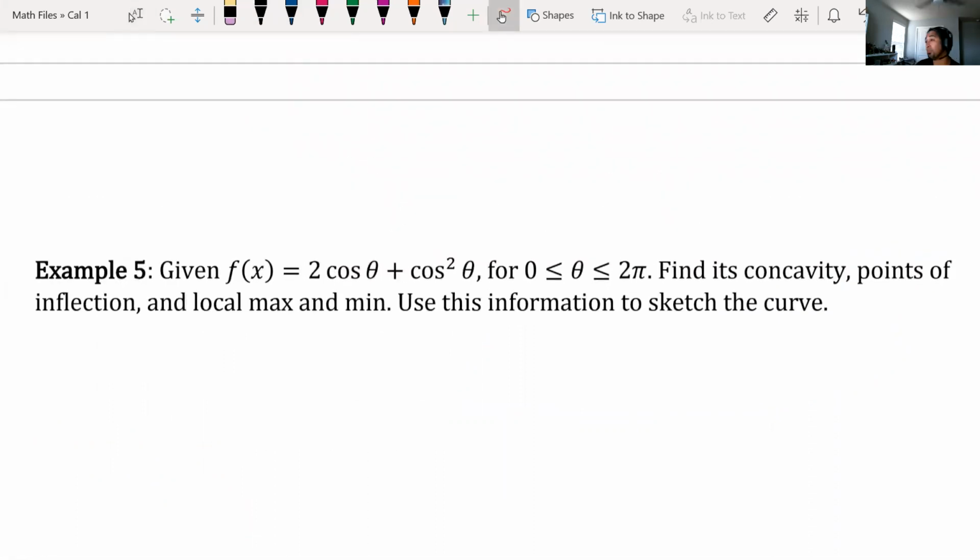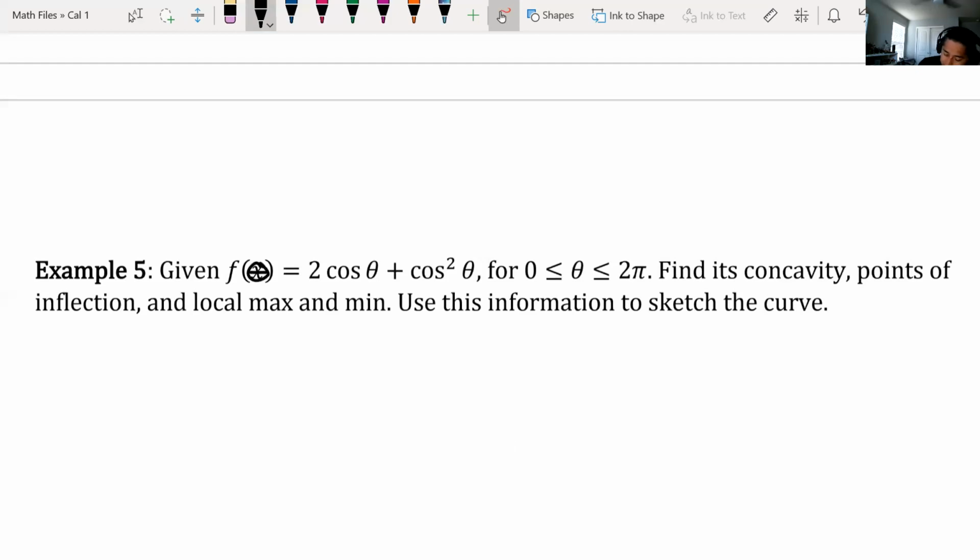Okay, same thing as the last one, this time with the trig function. Given, oh, I still haven't fixed this yet. That needs to be theta. All right. Given 2 cosine theta plus cosine squared theta for the interval 0 to 2 pi, find concavity, inflection points, max and minimums.